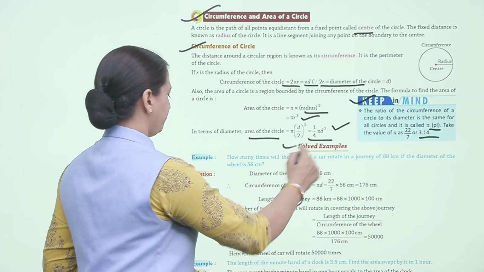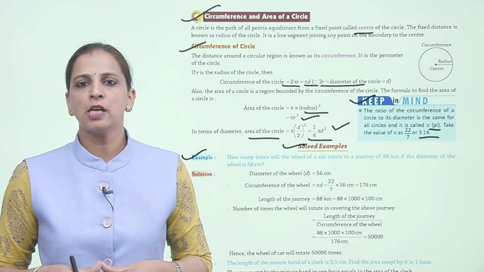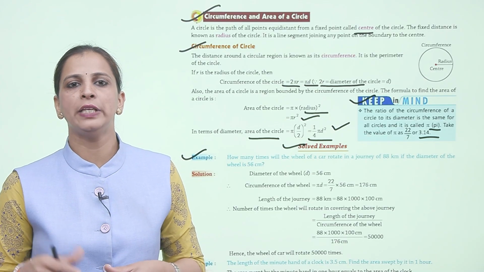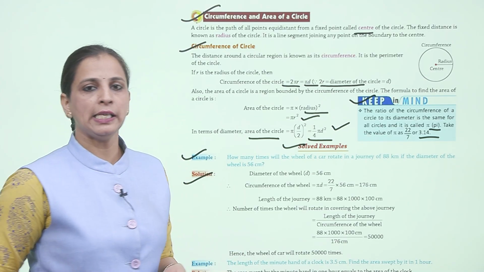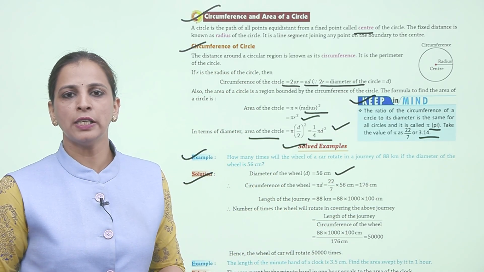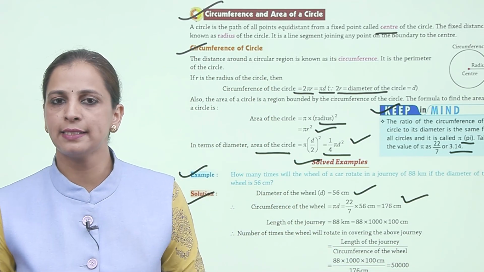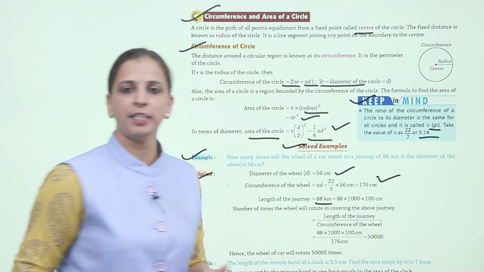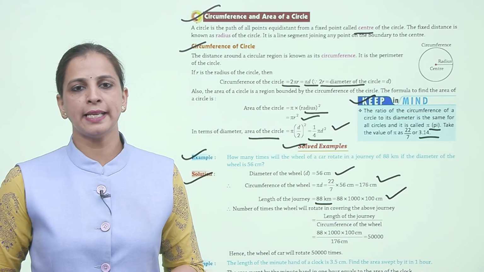Examples करते हैं. How many times will the wheel of a car rotate in a journey of 88 km if the diameter of the wheel is 56 cm? Solution करते हैं इसका. Diameter of the wheel is 56 cm. Circumference of the wheel is pi d, that is 22/7 into 56, that is 176 cm. Length of the journey is 88 km. तो इसको हमें सेंटीमीटर में कन्वर्ट करना है. 88 into 1000 into 100 centimeter.